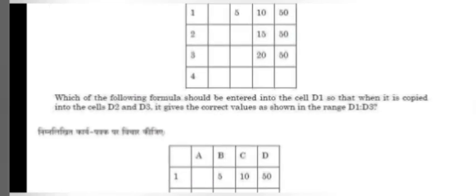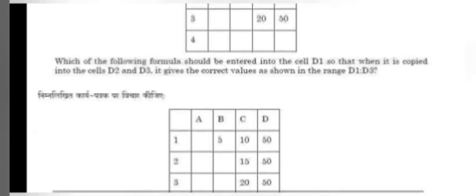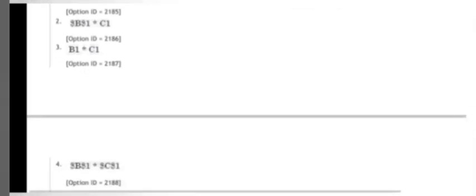Next, consider the following worksheet. So this is the table you have got. Take a look closely and with focus and patience. Now, which of the following formulas should be entered into the cell D1 so that when it is copied into the cells D2 and D3, it gives the correct values as shown in the range D1 to D3? So what will be the correct option? Correct option for the question will be B1 star C1.